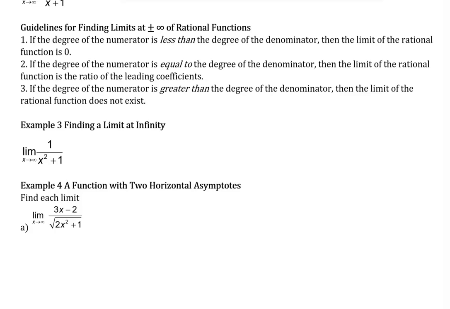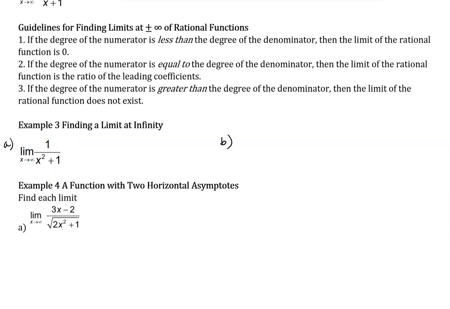Let's look at example 3. I'm going to add in a second example here. First example here, we're looking at the limit at infinity of a rational function. So I'm going to go to my guidelines. In this case, the degree of the numerator is less than the degree of the denominator because the numerator has degree 0, since there is no variable x in the numerator, and the denominator has degree 2. Whenever that happens, the limit is equal to 0. I'm simply going to write that the degree of the numerator is less than the degree of the denominator.